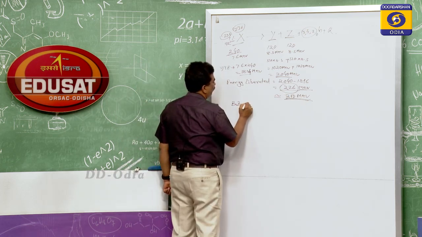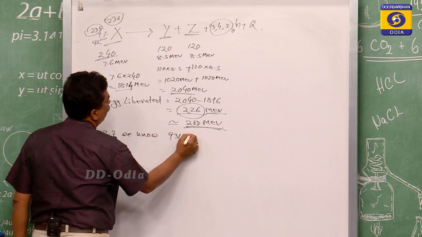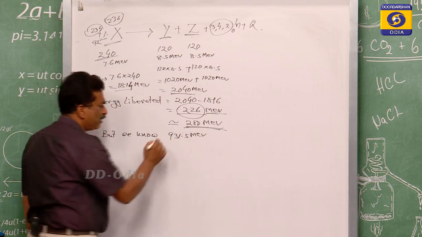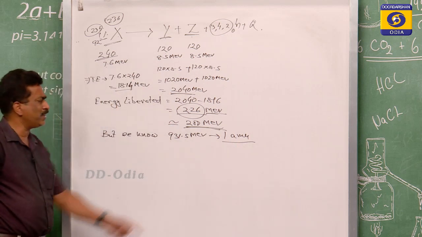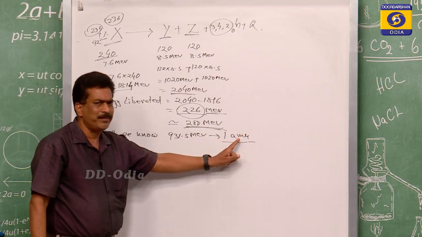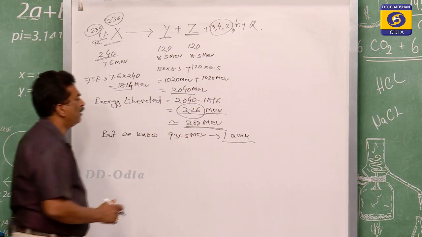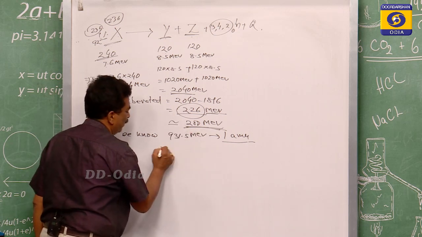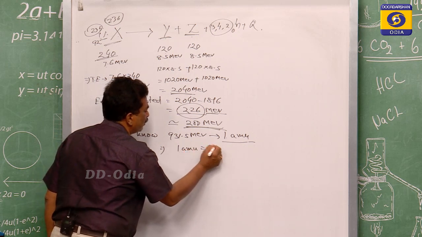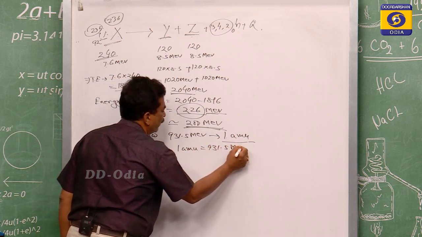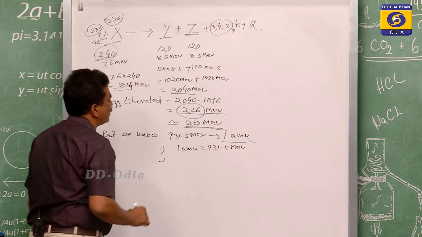And we know that 931.5 MeV energy comes from 1 AMU, means atomic mass unit. From 1 atomic mass unit the energy liberated is 931.5 MeV, that we have done probably in nuclei 5. So 1 AMU is equal to 931.5 MeV. So how much AMU is there here? That is equal to 236.